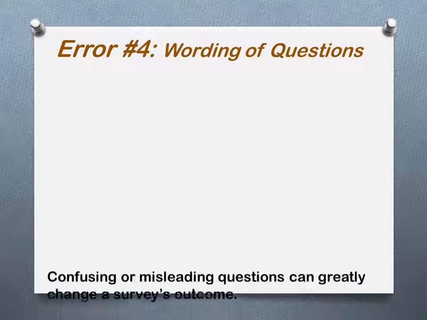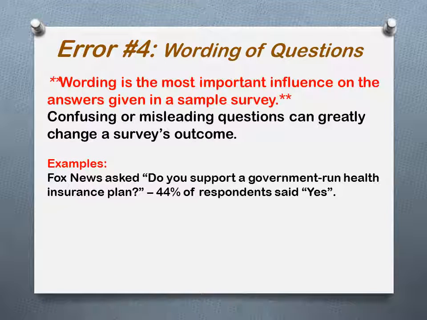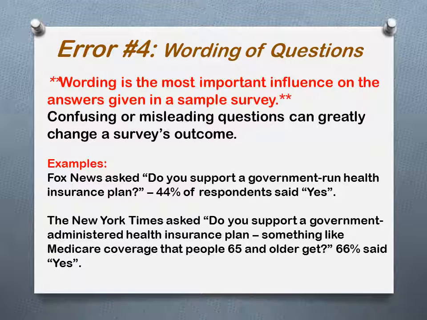Our last one is called the wording of questions. Wording is the most important influence on the answers given in a sample survey. Confusing or misleading questions can greatly change a survey's outcome. Examples: Fox News asked, "Do you support a government-run health insurance plan?" 44% of the respondents said yes. The New York Times asked, "Do you support a government-administered health insurance plan, something like Medicare coverage that people 65 and older get?" 66% said yes. Even though these two questions are basically asking the same thing, the way in which they're presented yielded very different responses.